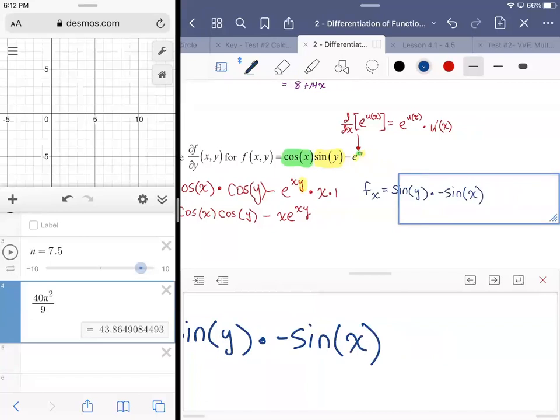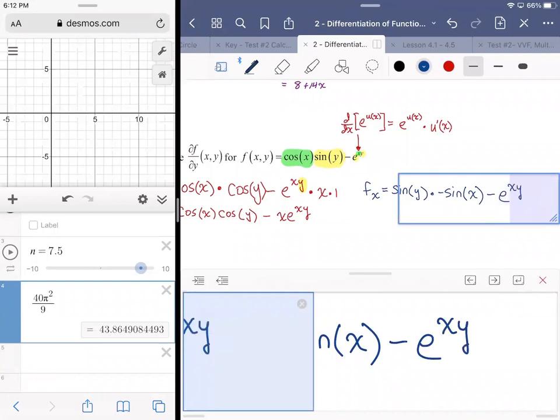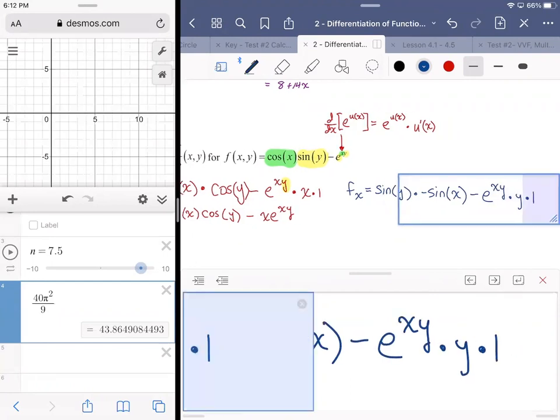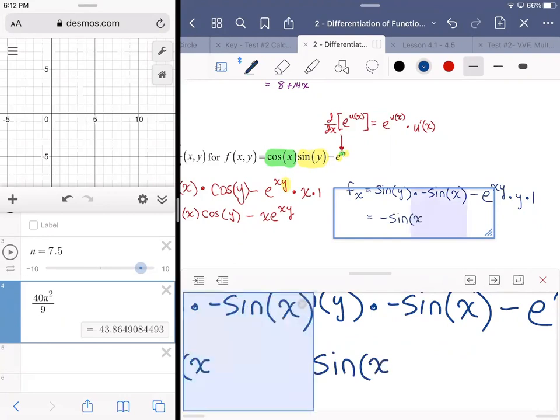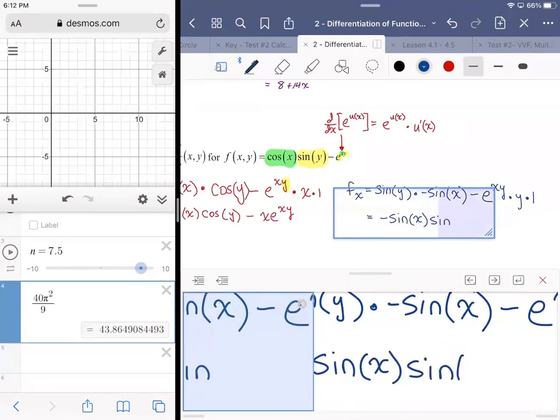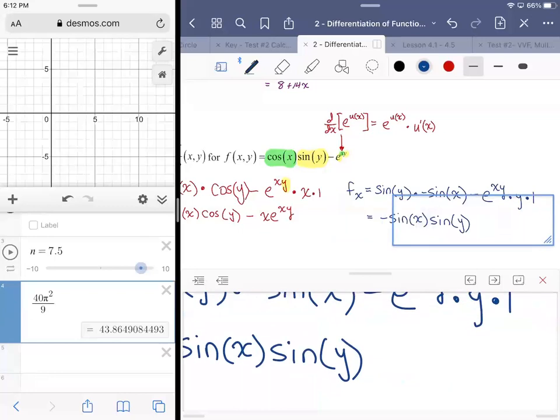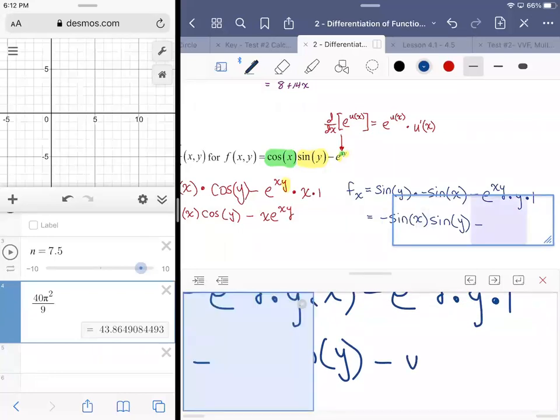So times the negative sine of x. Then when we take the derivative of e to the xy, it becomes e to the xy, but now y is the constant multiplier of x. So hang on to the y, so times y, then take the derivative of just x with respect to x, and that'll give you the 1. So a little bit of housekeeping: negative sine x sine y minus y e to the xy.